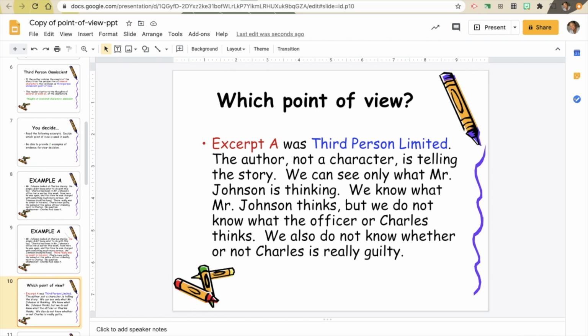We can see only what Mr. Johnson is thinking. We know what Mr. Johnson thinks, but we don't know what the officer or what Charles is thinking. We also don't know whether or not Charles is really guilty. But from the look that Mr. Johnson saw, Charles was guilty.